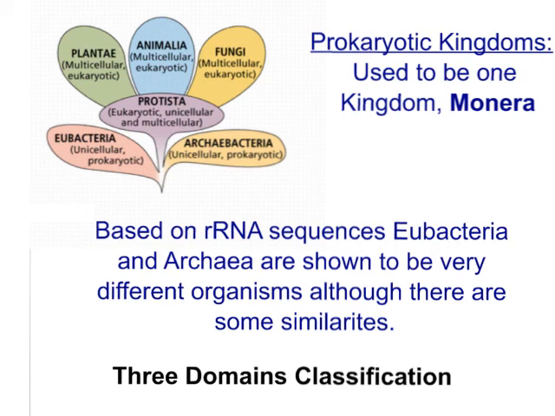However, it was discovered that the RNA sequences between eubacteria and archaea or archaebacteria are really very different. So there are some similarities between these 2, yet some of their fundamental structures are also really different. Some of the RNA sequencing is dramatically different, enough so that it was decided to make them 2 separate kingdoms. So if you are familiar with this, great, and if not, I would like to introduce you to the idea of 3 domains.